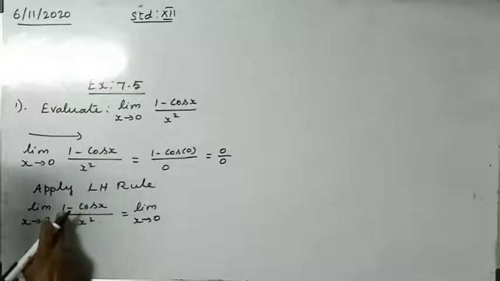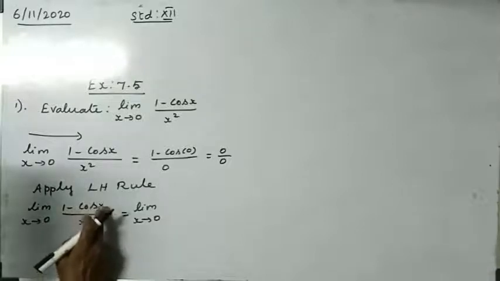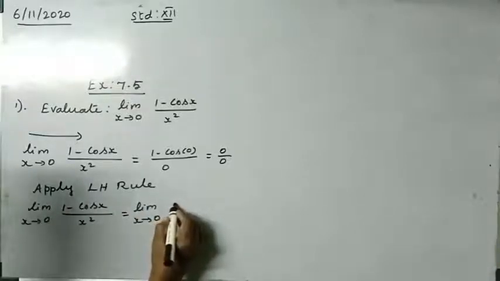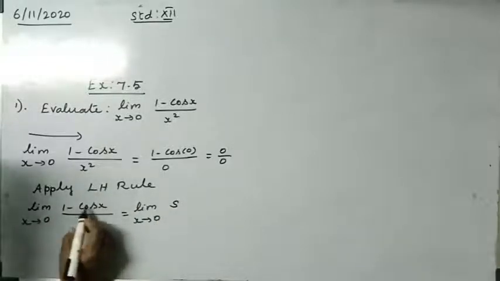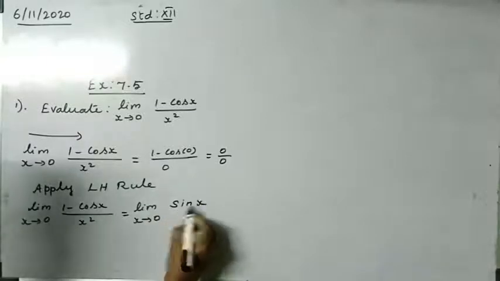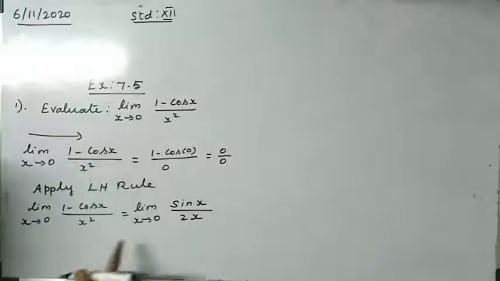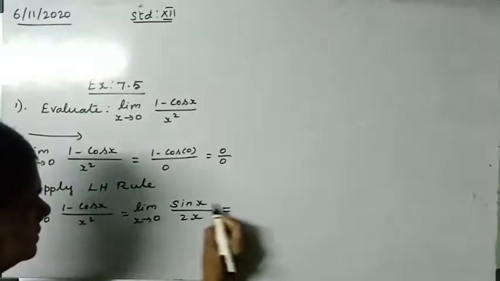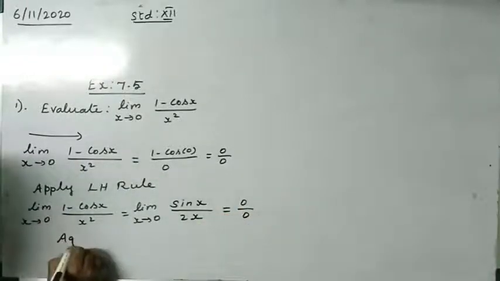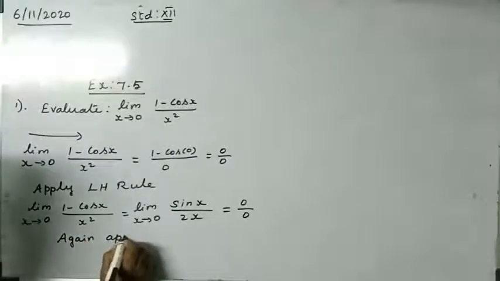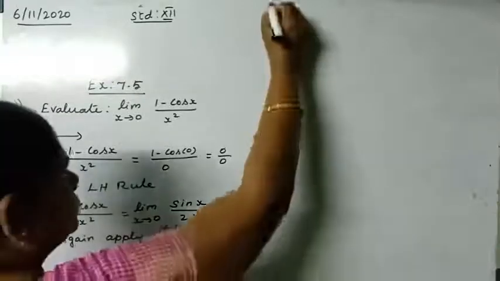Now differentiate the numerator. If I differentiate 1, it is 0. Minus cos x differentiated gives minus of minus sin x, so plus sin x, divided by x square differentiated, which is 2x. Now if I substitute the limit here, once again sin 0 is 0, 2 into 0 is 0, 0 by 0 form. So again apply the LH rule. We have to apply this rule one more time.